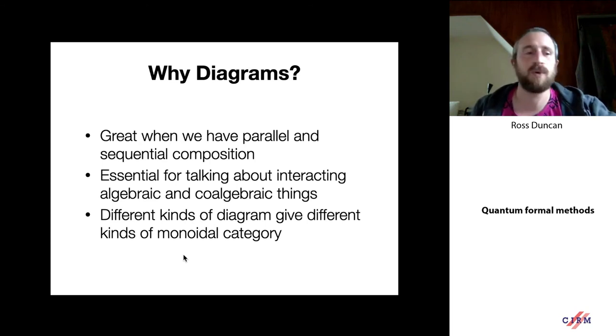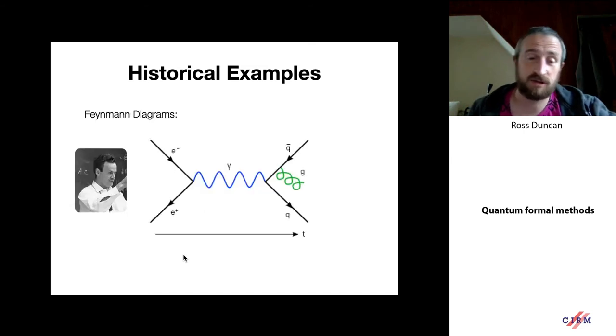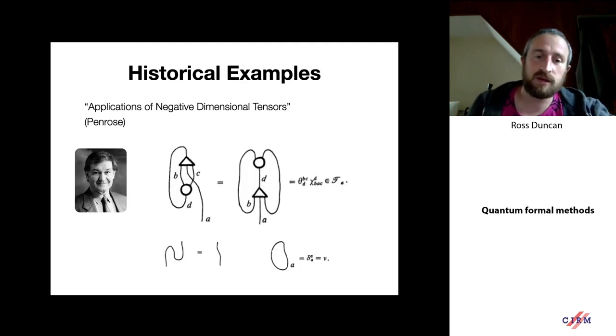So what are some examples of well-known and less well-known diagrammatic languages? Circuits, classical circuits and quantum circuits. Feynman diagrams. These are even better because they have types on the edges as well. You see that I've got an electron and a positron here, and they are having some interaction to produce a photon. We can also find in an old paper of Penrose, called Applications of Negative Dimensional Tensors, these descriptions of how to work with tensors, which are greatly more clear than the conventional notation.